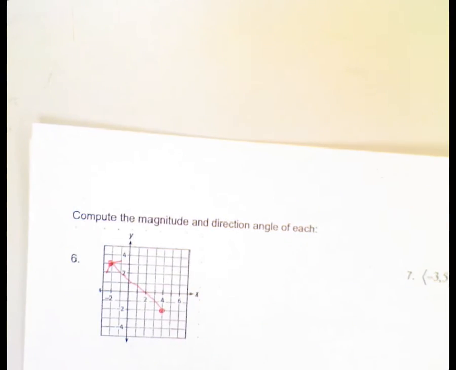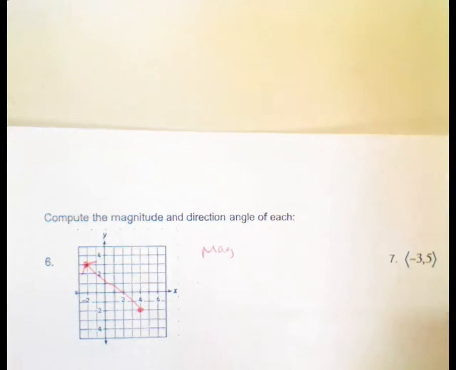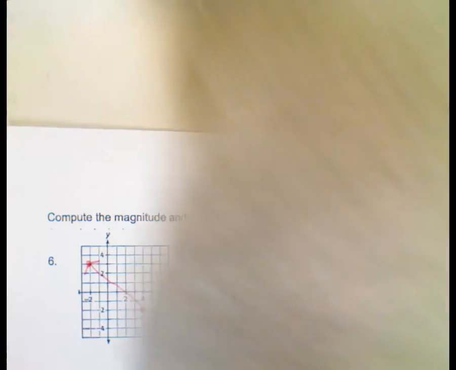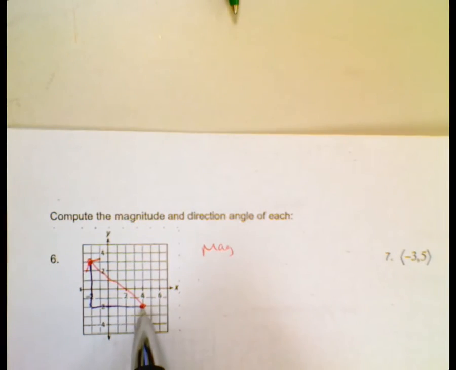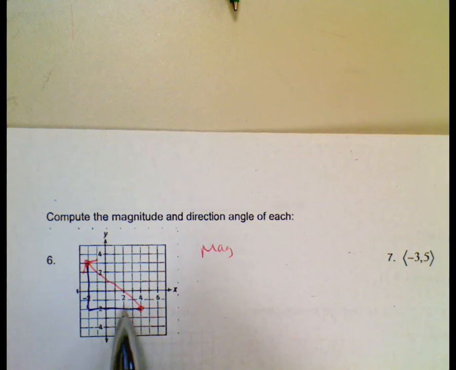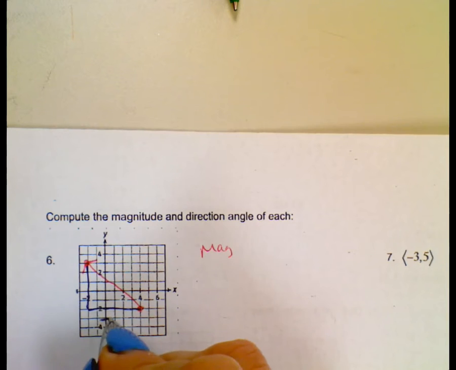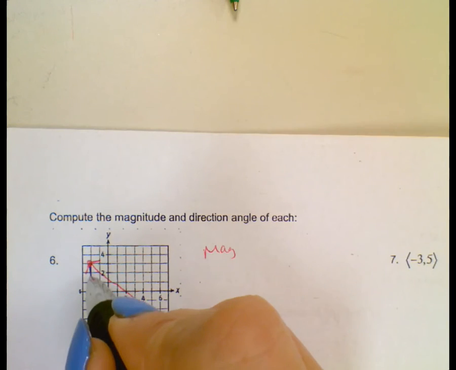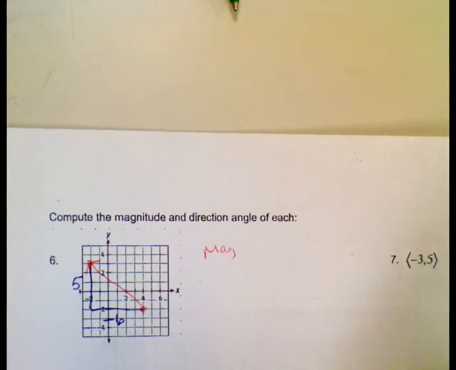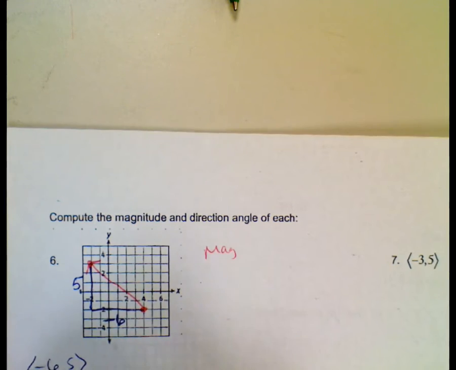Okay, so let's say this is our picture. To compute the magnitude of this, I like to sketch a right triangle in here. And you can just count if you want. So the horizontal component is 1, 2, 3, 4, 5, 6 to the left. And then you went up 1, 2, 3, 4, 5. So those are your horizontal and vertical components, -6 and 5.